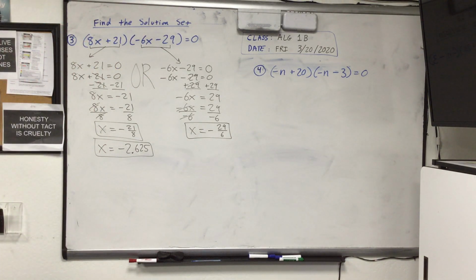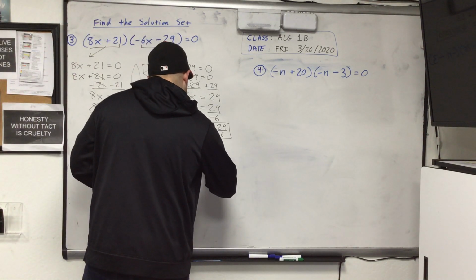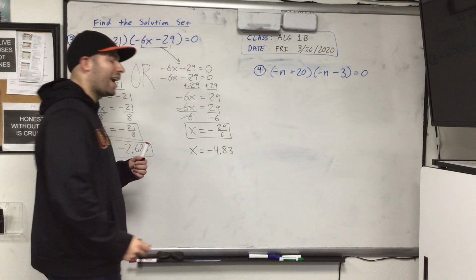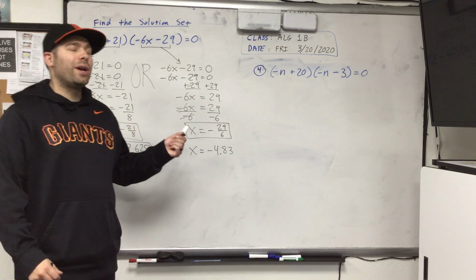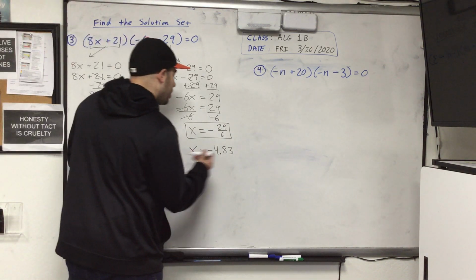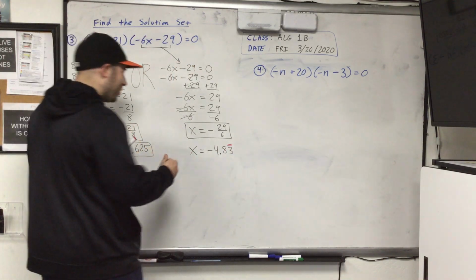Or if you really, really insist on a decimal, I'm pretty sure it repeats. Yep, it repeats. So that'd be x equals negative 4.83, but notice in the calculator it repeats the 3: negative 4.8333333333. So when it repeats, we normally put a hat on the repeating part of the decimal.